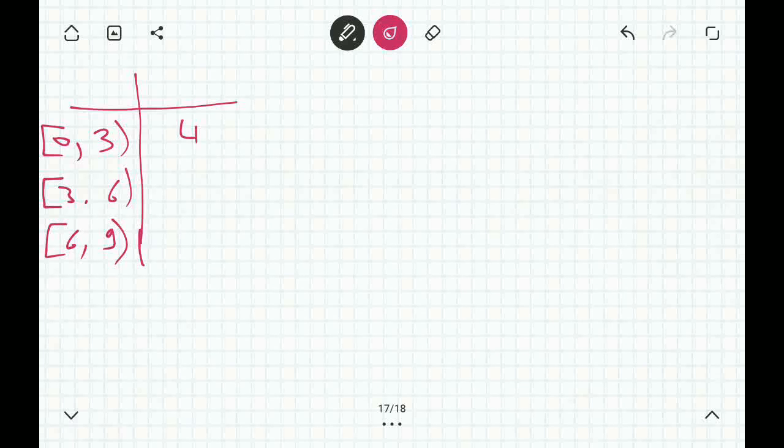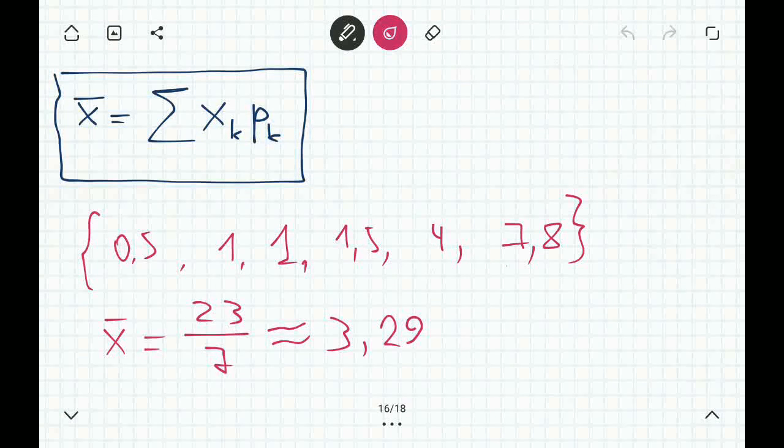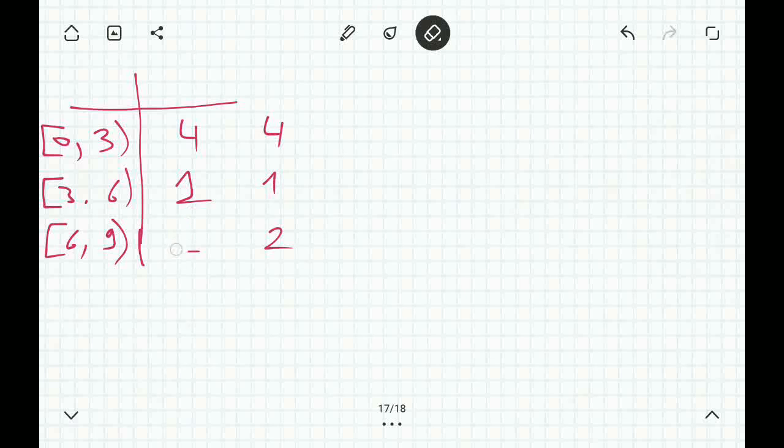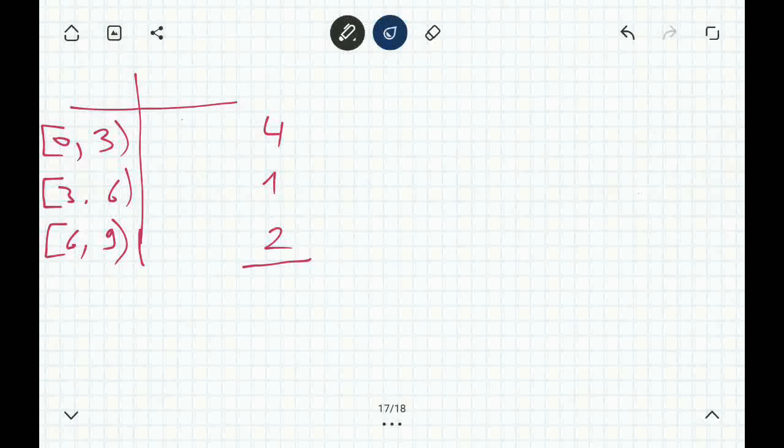So we know that there are 4 numbers in here, and then we have one number here, one entry, and 2 entries here, but we don't know which exact entries they are. Let me shift those numbers here, because I will need some space a bit later. Okay, we have our frequencies. I will go ahead and find the total frequency. So it's 7.